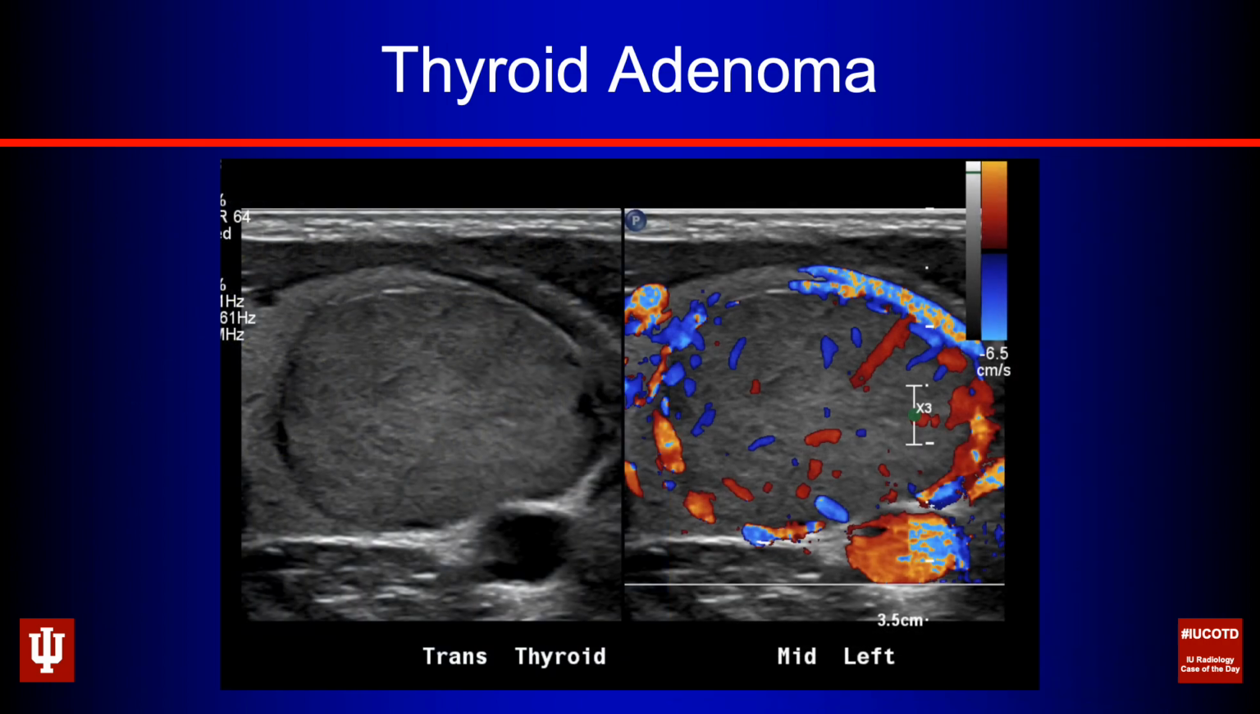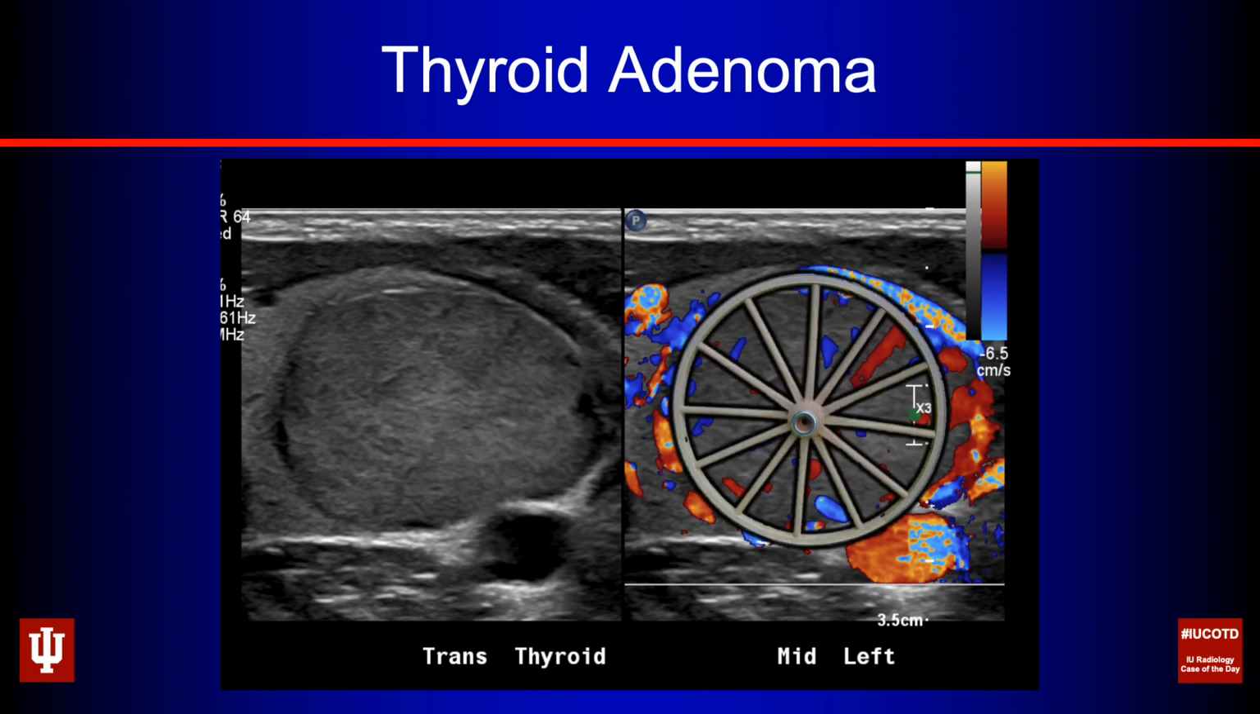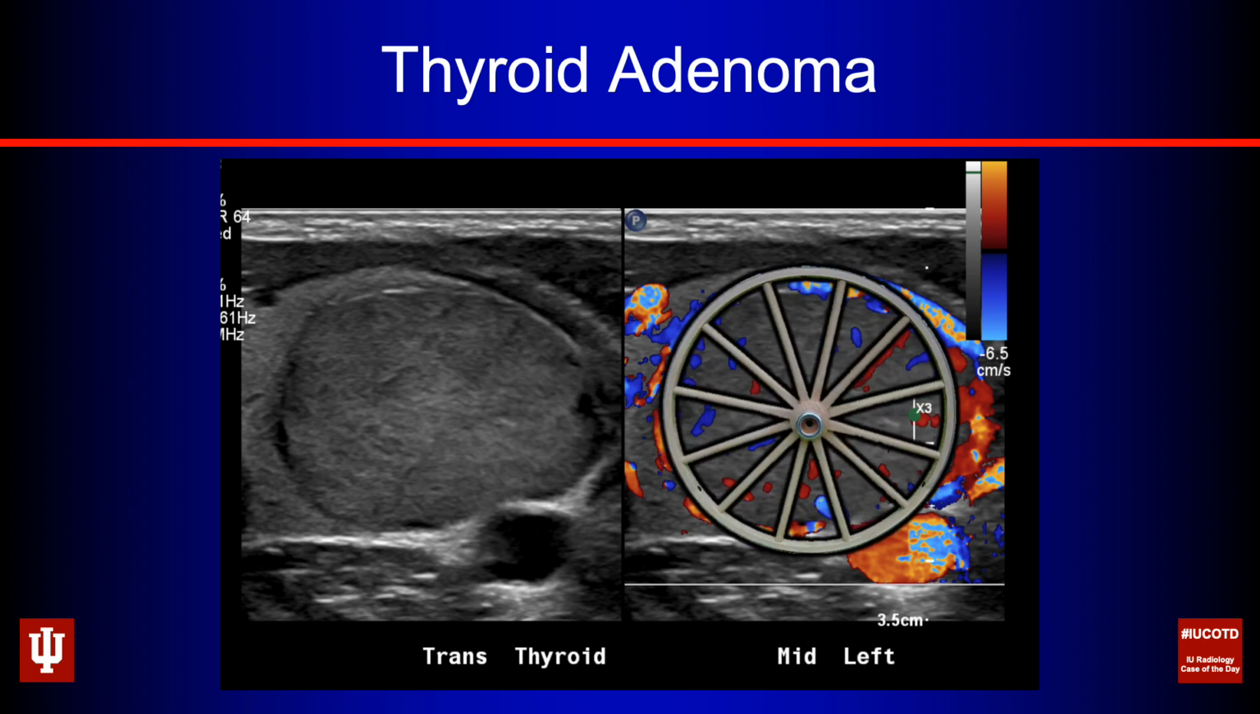So here, the image on the left, this is our transverse grayscale. The image on the right is our color Doppler. You can see that sort of iso to maybe slightly hyperechoic circumscribed nodule. It has that hypoechoic halo around it. And then on color Doppler, you get that spoke wheel pattern of vascularity with perinodular increased vascularity and then some sort of streaking vascularity going through it.